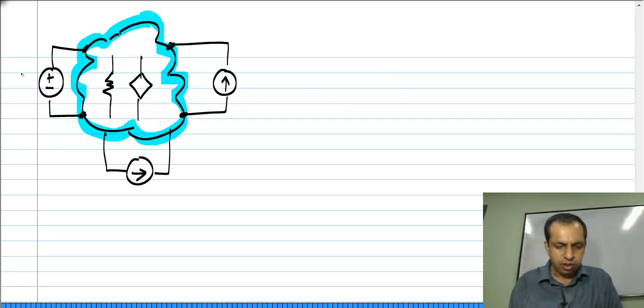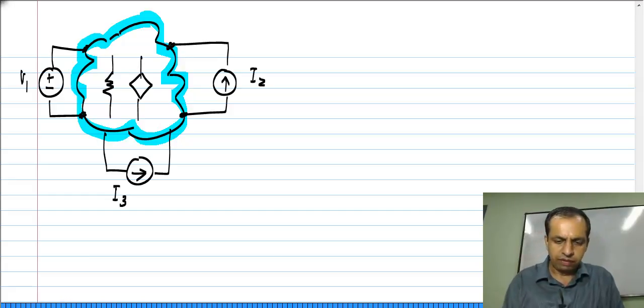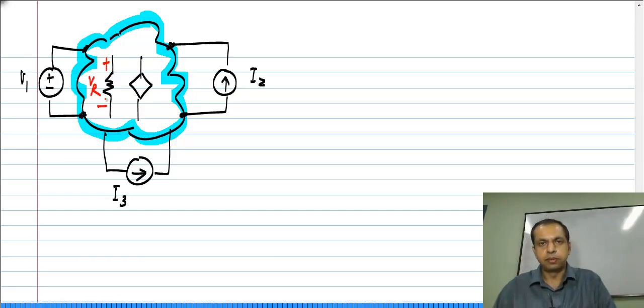And let me label these V1, I2, I3. Now, we have to be calculating for something in the circuit. So, I will highlight a particular voltage. So, let us say the voltage across this resistor.